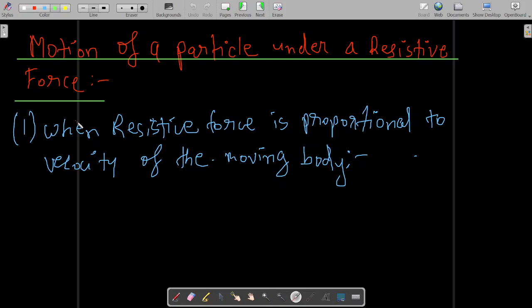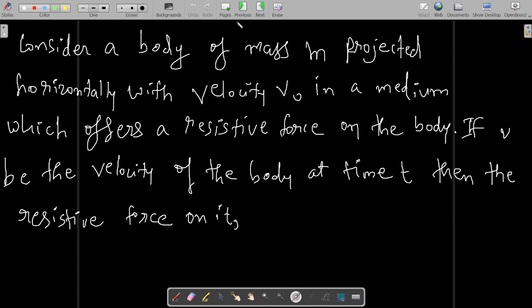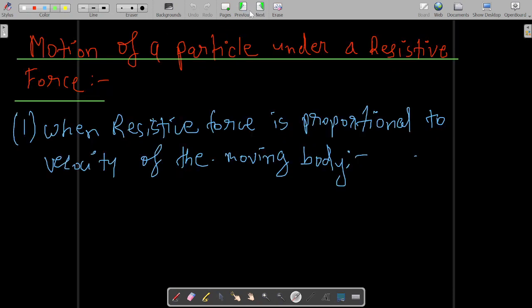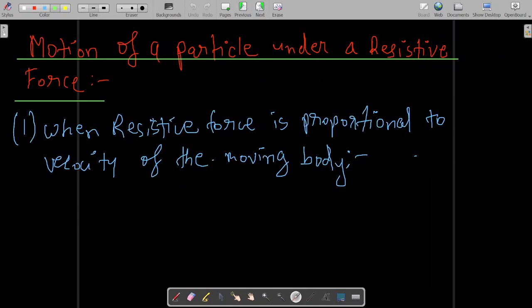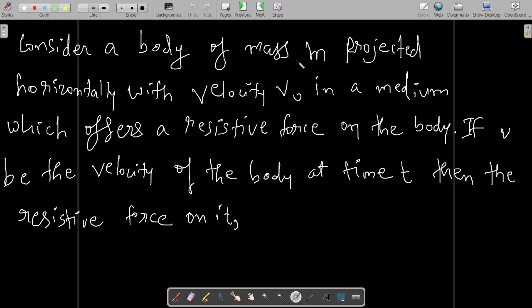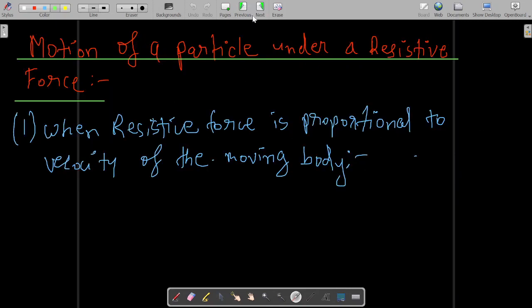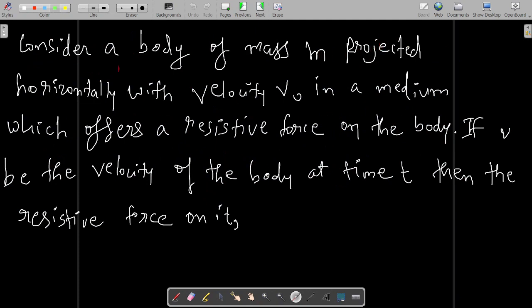So motion of a particle under a resistive force, when the resistive force is proportional to the velocity of the moving body, then what happens? Let us see. Proportional to velocity means v to the power 1. Resistive force is proportional to velocity to the power 1. Now consider a body of mass m projected horizontally with velocity v0 in a medium which offers a resistive force F on the body.